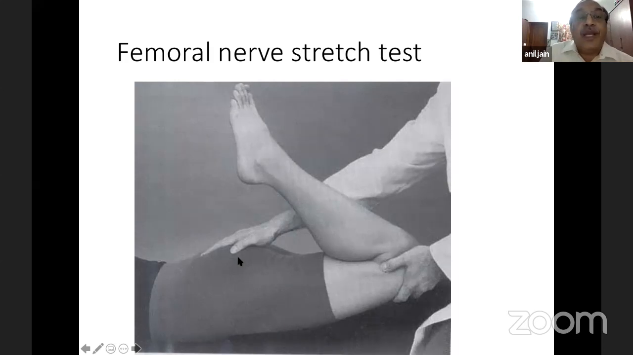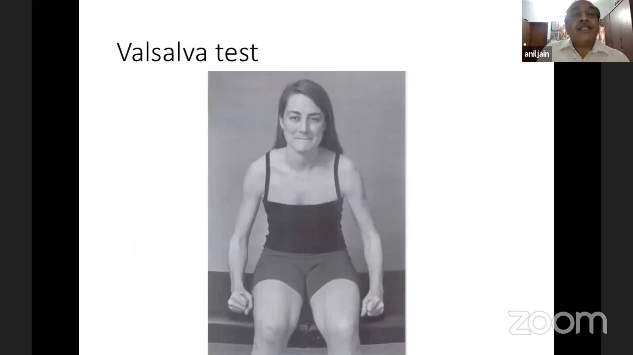If one is able to elicit the pain in the femoral nerve distribution area, then it is a positive femoral nerve stretch test. The last is the Valsalva test, where you ask the patient to increase intra-abdominal pressure with a closed neck and closed mouth. So you're trying to increase intra-abdominal pressure.